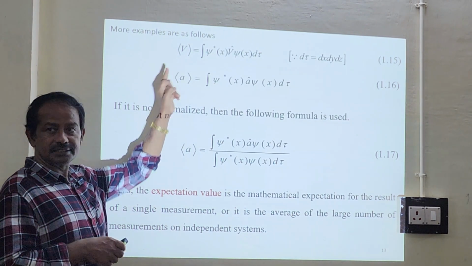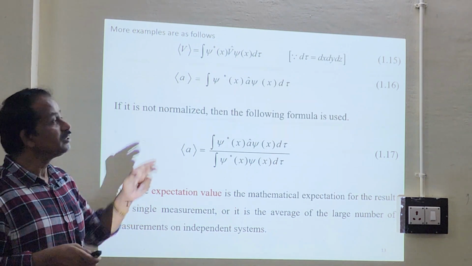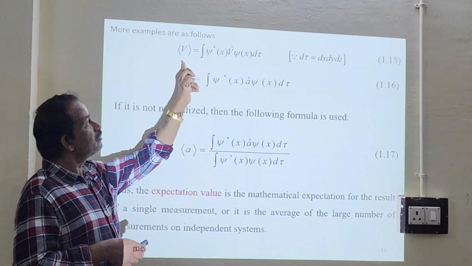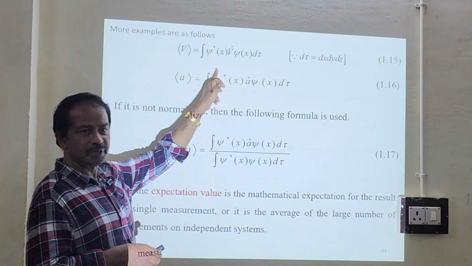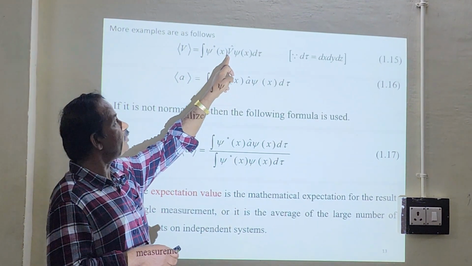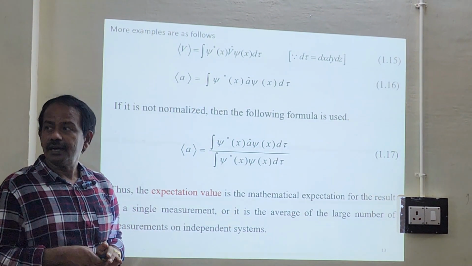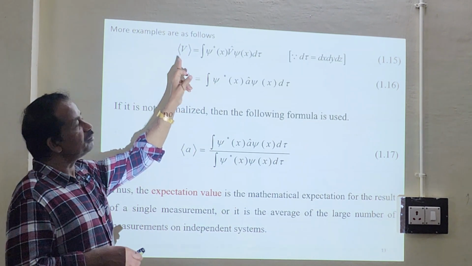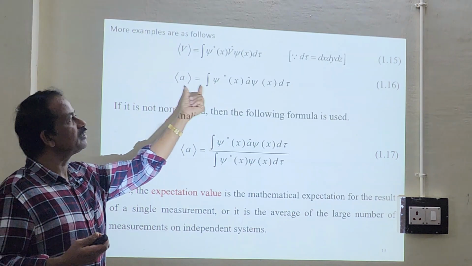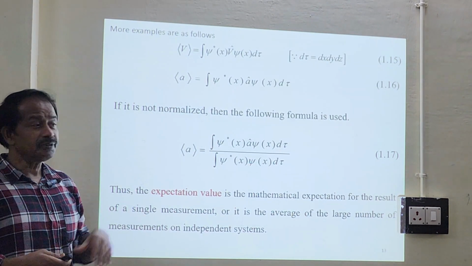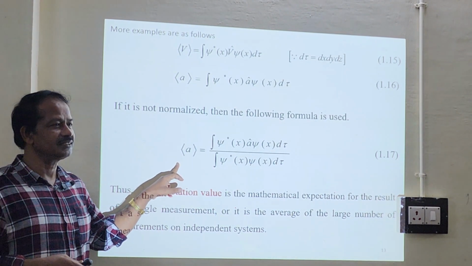So potential energy is a function of position, correct? Potential V of x, V of r. So it's an operator, and the expectation value of the operator can be written like this. V operator sandwiched between the wave function and its complex conjugate. Similarly, suppose we consider A is an operator, the expectation value can be written like this. So far we have seen only normalized wave functions. Suppose it is not normalized, then the formula is like this.